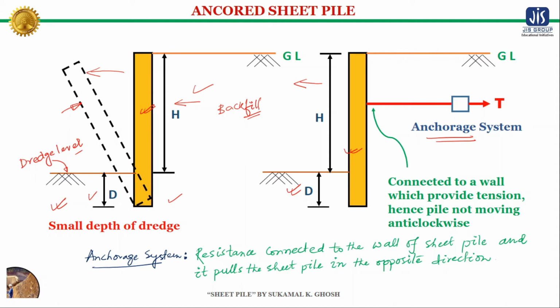So here, to resist the movement of the sheet pile, we use the tie bars which are connected to the wall of the sheet pile and provide the pull. Now since the anchor system provides the resistance and helps the sheet pile to maintain its stability, we call it an anchored sheet pile.